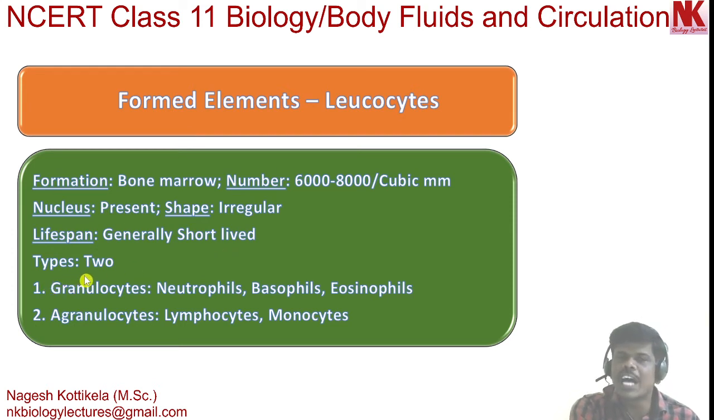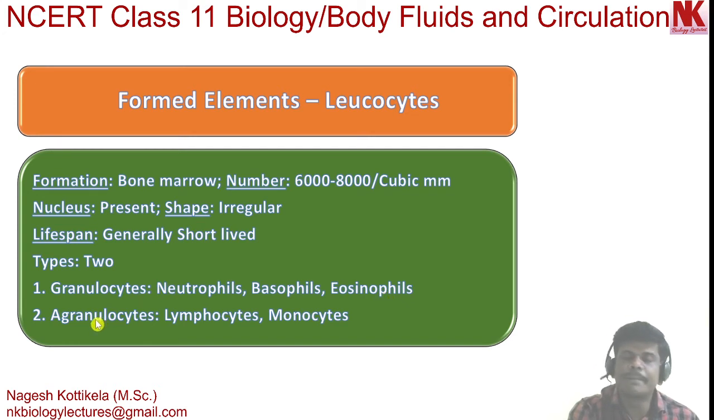Leukocytes are of two types. They are granulocytes and agranulocytes. Granulocytes because granules are present in the cytoplasm. And these granulocytes are three types: neutrophils, basophils and eosinophils, based on the staining properties. I repeat this once again, granulocytes are three types: neutrophils, basophils and eosinophils.